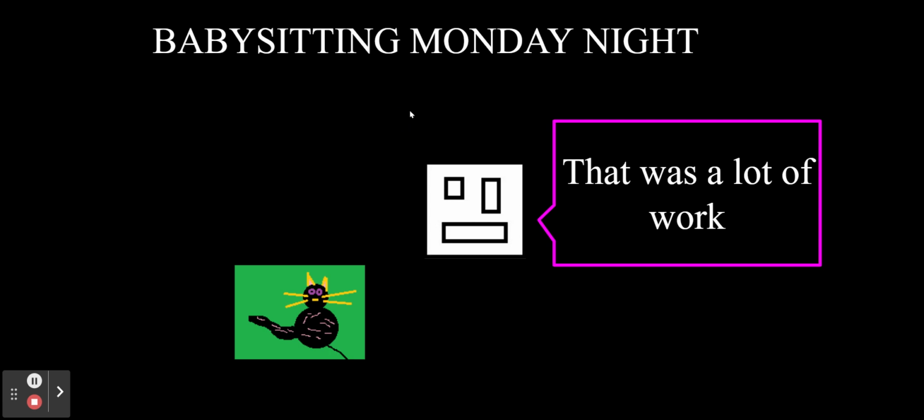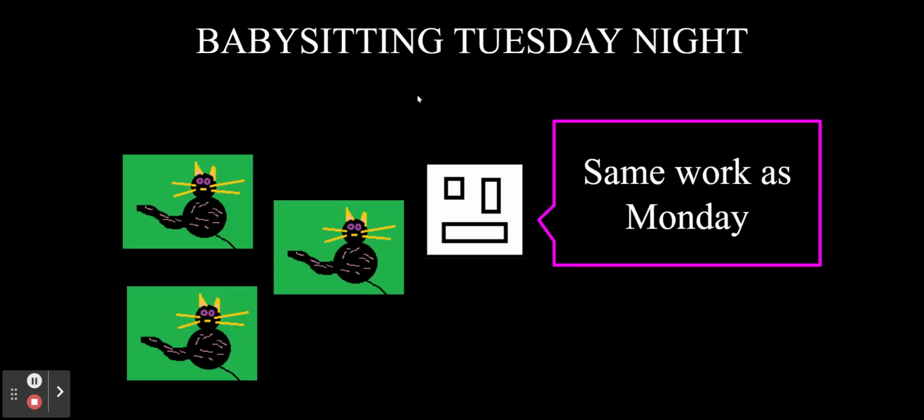On Monday night, Dr. Square babysat a cat, and he commented to his friends that there was a ton of work, a lot of work. And then the next night, he babysat three cats, but it was the same amount of work. Now you'll notice here that the amount of cats is increasing, but the amount of work is relatively constant. This is what we're going to see as zero order, where you change the concentration and the rate doesn't change.